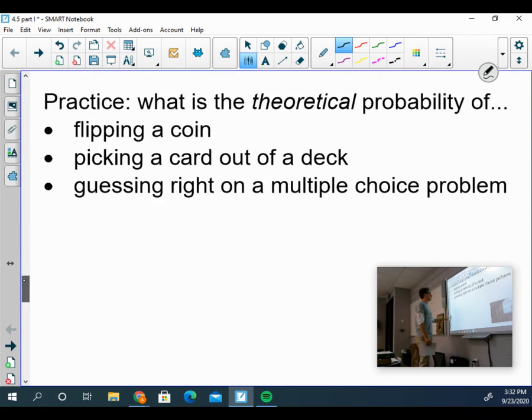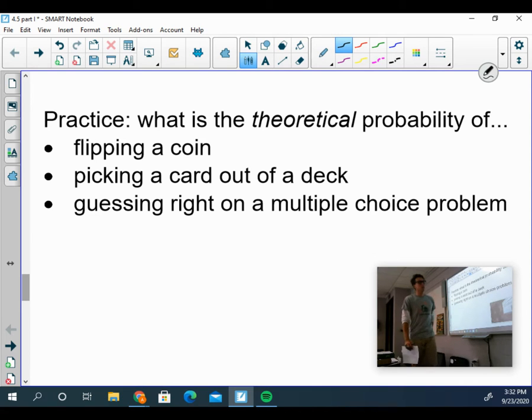So let's practice. Come up with the theoretical probability of the following events. Go ahead and pause the video and give it a shot. Okay, now that you've unpaused it and tried it, let's see what you came up with. What's the theoretical probability of flipping a coin? Well, the sample space of flipping a coin, or all the possible outcomes, there are only two. You can get heads or tails. If I wanted to get heads, that would be 1 out of 2.